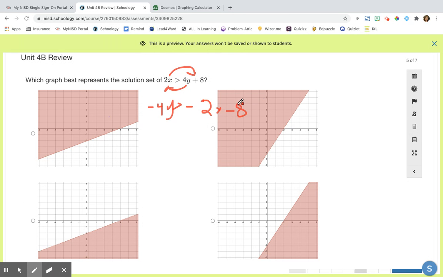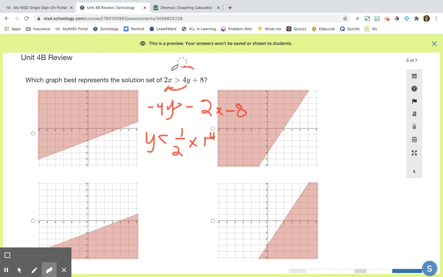Sorry, I'm using my mouse. It's kind of hard to write. And then we would divide everything by negative 4. And when you divide by a negative, the sign flips. So that becomes y is less than 1/2 x plus 4. But honestly, all of this is a lot of work.